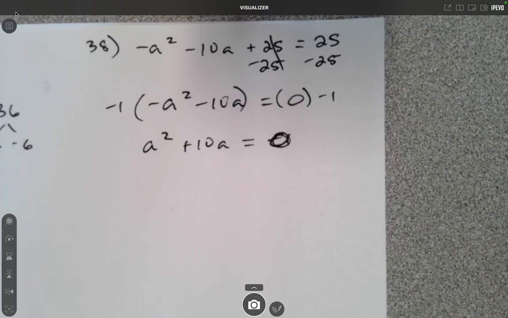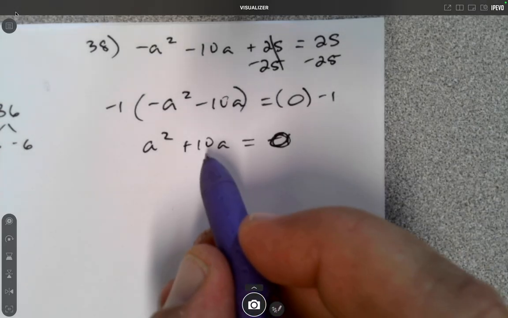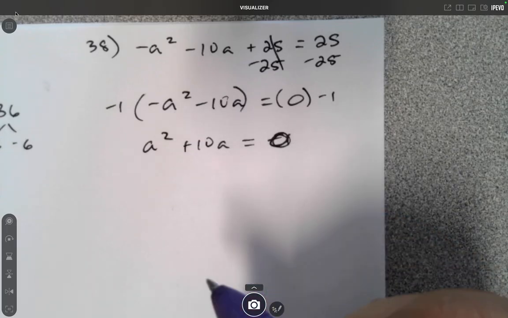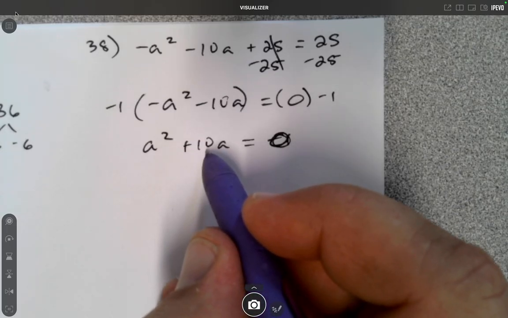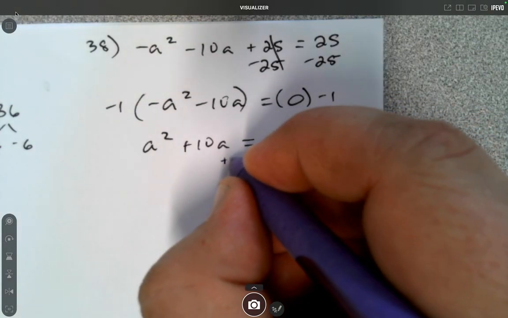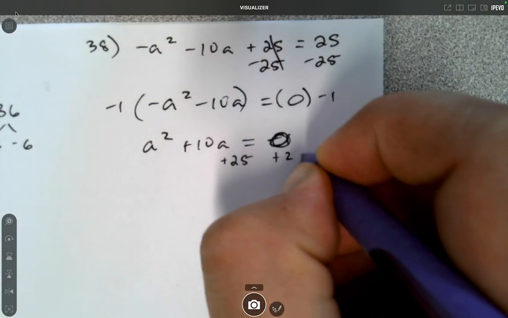So we have to complete the square. To do that, we look at the b term, the coefficient in front of the linear term, the a. We cut this in half. Half of 10 is 5. Then we square it and get 25, and we add 25 to both sides.